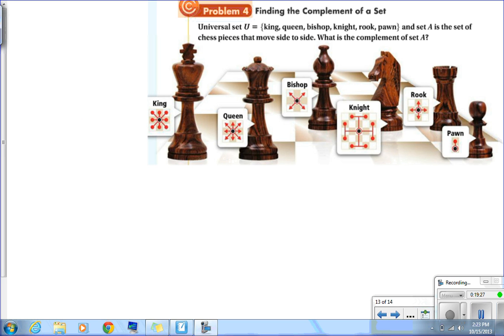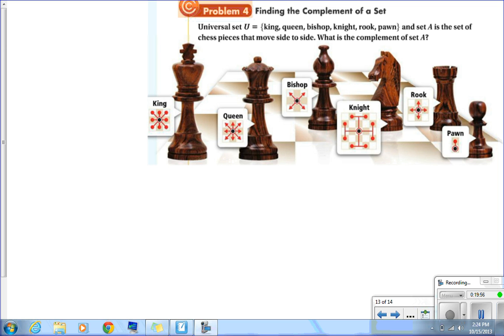So let's look at this example. It says, universal set U contains the chess pieces: the king, queen, bishop, knight, rook, and pawn. Those are all the possible chess pieces in traditional chess. And set A is going to be the set of chess pieces that move side to side. So not diagonally, not up and down, it moves from left to right. What is the complement of set A?